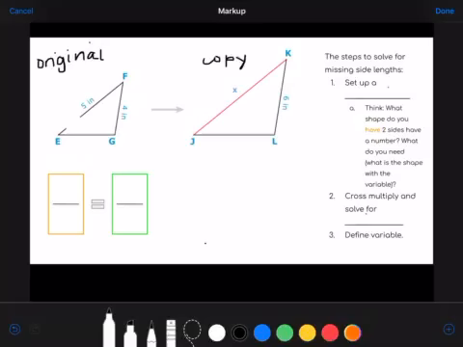Steps to solve for missing side lengths. The first step is to set up a proportion. So I'm setting up a proportion.